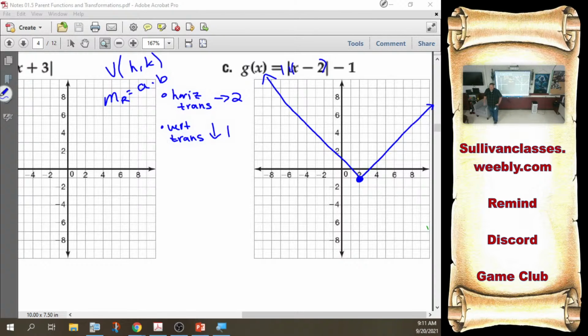There's a graph. So if this same thing had a 4 right there, every one of my outputs is multiplied by 4. That means I would still move right 2, down 1, but now I go up 1, 2, 3, 4 times as tall. And notice that the slope on the right side is 4 over 1. A times B, 4 times 1.